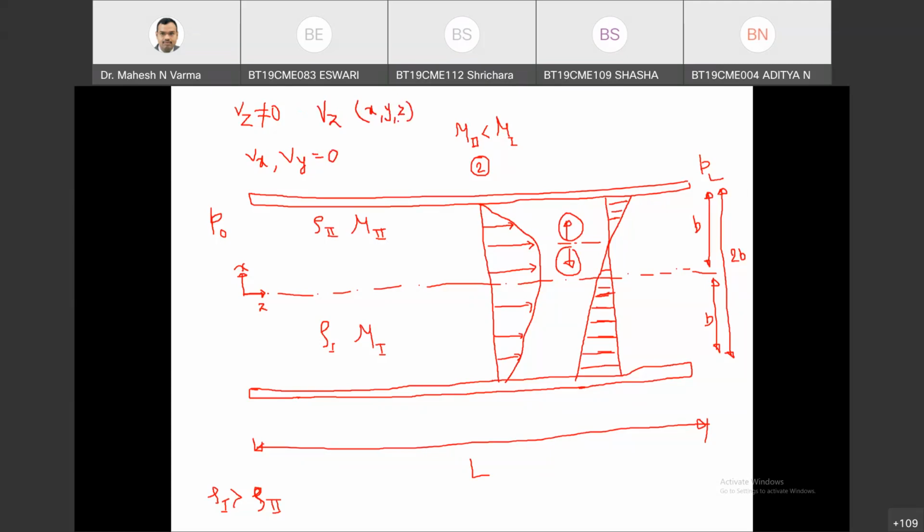Roll number 103, Saurabh. Whether Vz is a function of x, y, or z? It's a function of x. Okay, Vz is a function of x. Why is it not a function of y? Sir, in the y direction, we can say it's symmetrical.